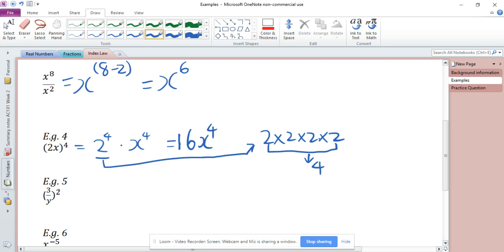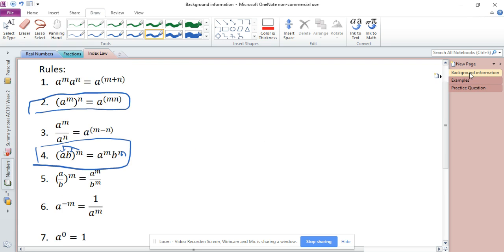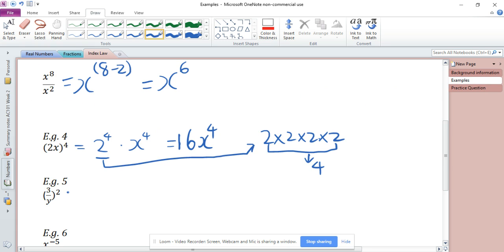Example 5. 3 over y power of 2. So basically when you see the power outside the bracket, you just apply the power inside each. So it becomes a power of m divided by b power of m. That's it. So 3 power of 2 divided by y squared, 9 over y squared. That's it.